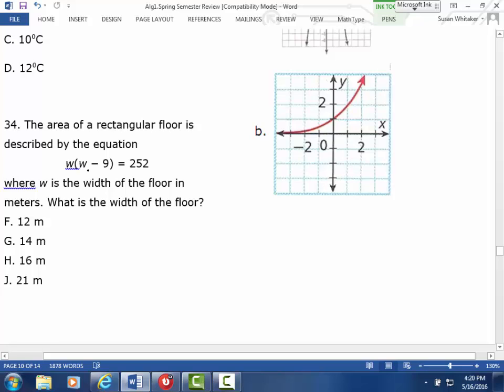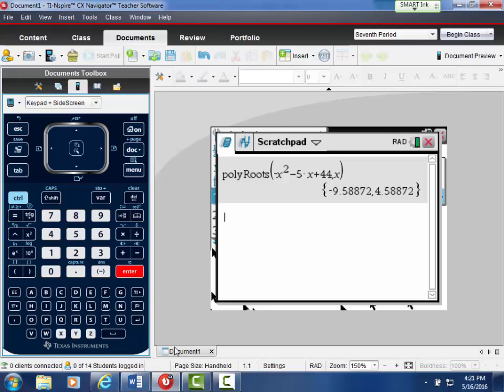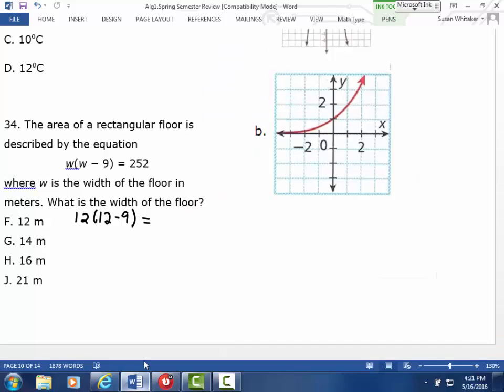Because we would be multiplying W times W, if we were simplifying this out, we would get W squared, which means we could use the polynomial tool from above. Another way that may be a little simpler is one of these numbers is the width of the floor. So it might be easier to just substitute this in for W. So that's what I did. I just went 12 times 12 minus 9, and that equals 36. So that was not my answer.